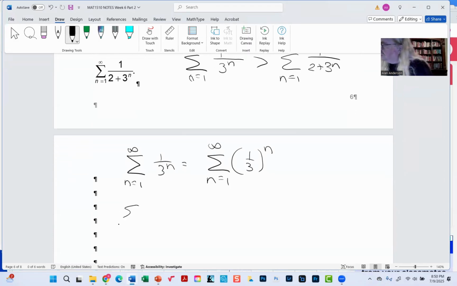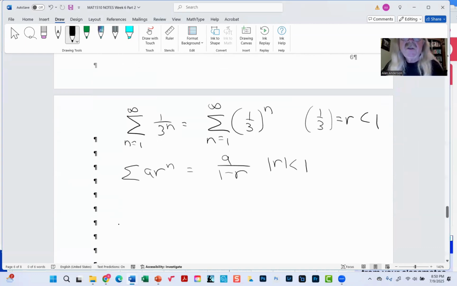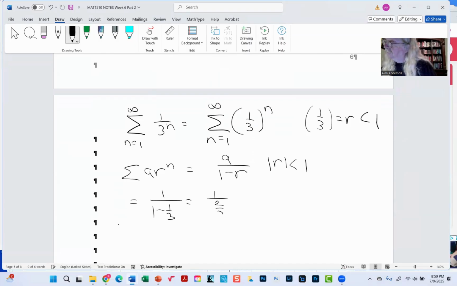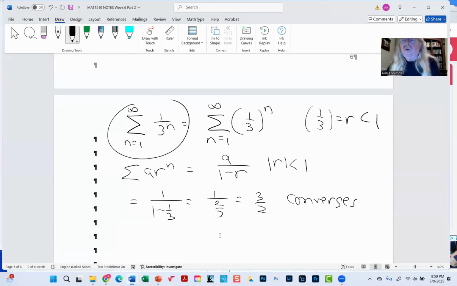This is our geometric series. So that means we should be able to get 1 over 1 minus 1/3. So that means this series definitely converges. And we even know what it converges to. The sum is 3/2.